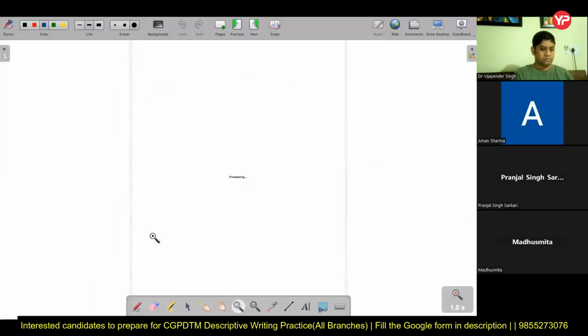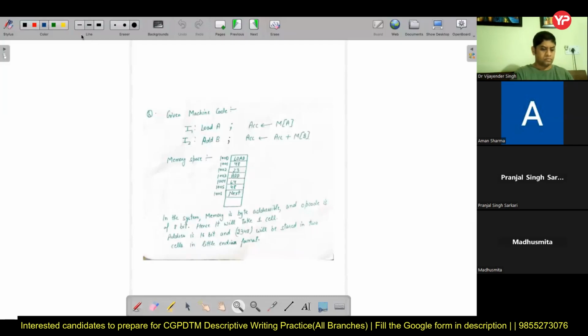Now, if we move to the numerical part of the question, first of all, this is the information that is given to you, that you have load A instruction and load B instruction. These are stored in memory 1000. Now, you will make a memory space that this is how the instruction will look like. We will also provide the information that a cell is 8-bit. So opcode will also take one cell and address is 16-bit. So address will take two cells. So we will establish that it is a 3-word instruction in both the cases.